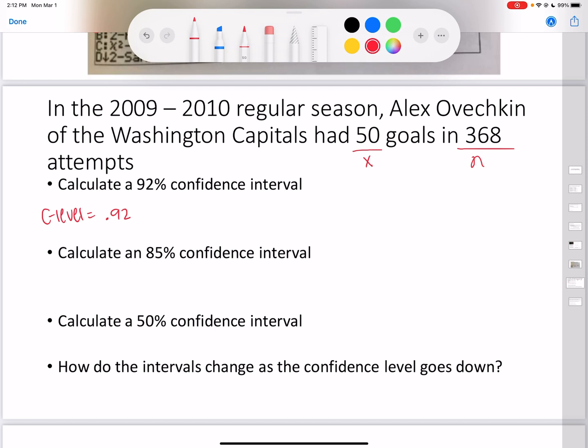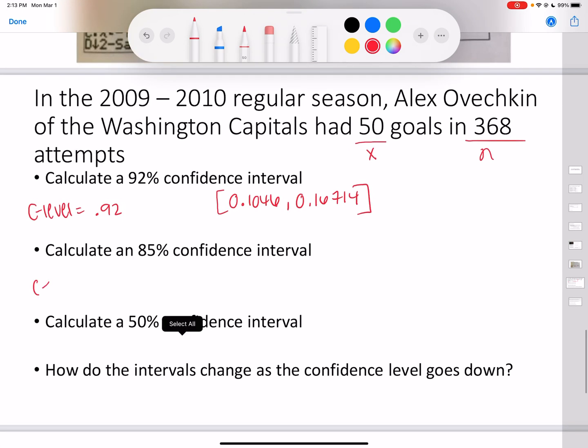And once I type in that 0.92 and press enter, press calculate, it's going to spit out that confidence interval. So it tells me my confidence interval is 0.1046 to 0.167. And I know what you're probably saying now, that was way easier than calculating it by hand. So let's find it for when the C level is 0.85.